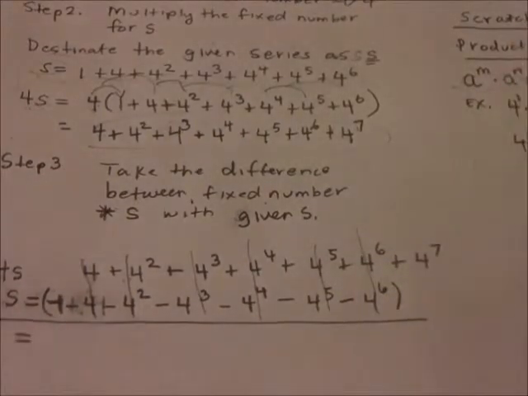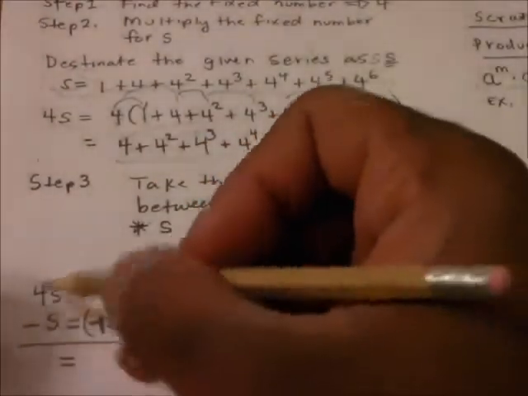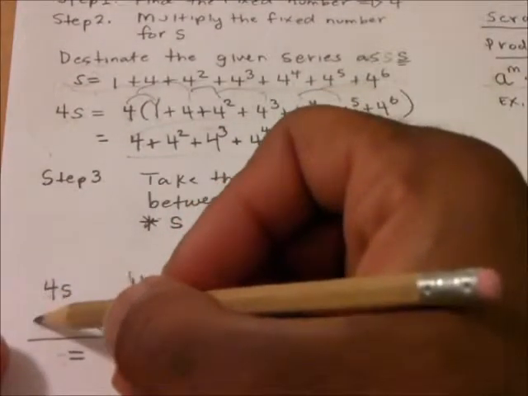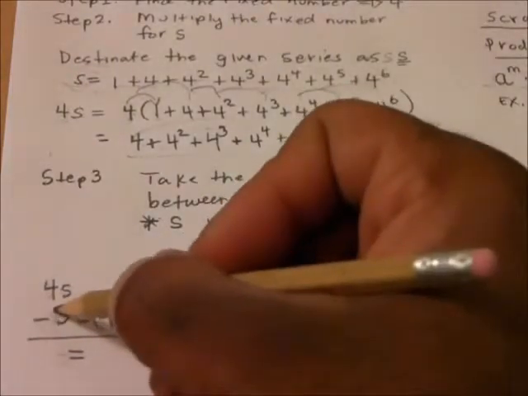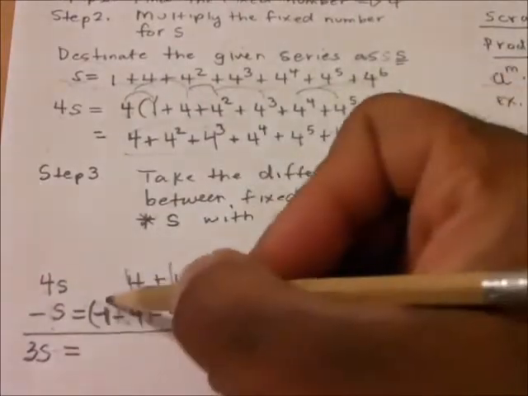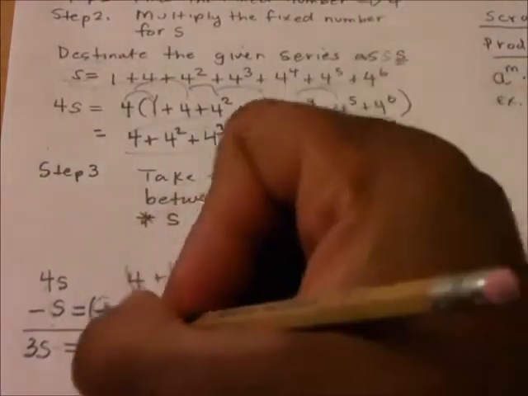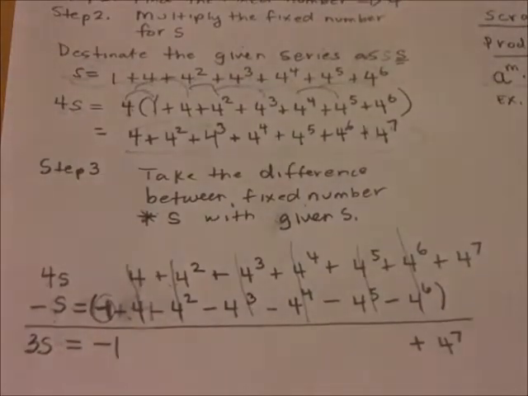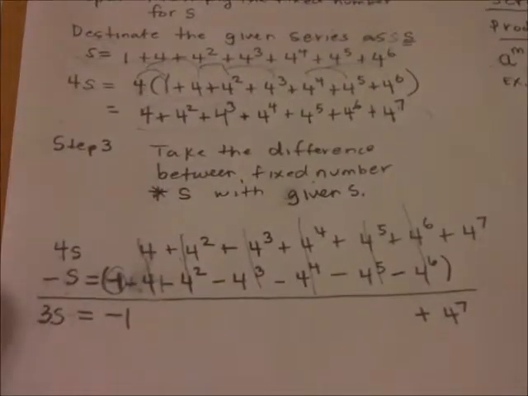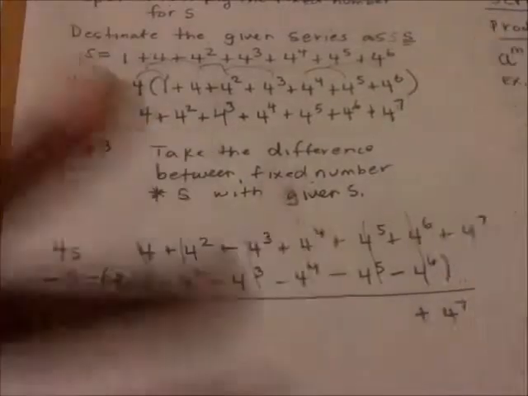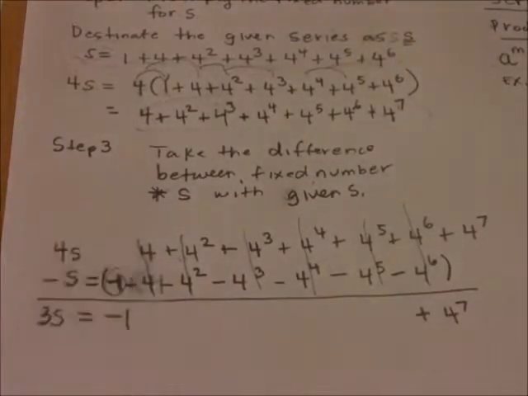4 to the sixth. And what you have left is, when you take the difference, 4s minus regular s, this is understood to be 1. So you'll have 3s, and then you bring this negative 1 down, negative 1, and then you have plus 4 to the 7. Isn't that beautiful? It worked out wonderfully. All you're doing is comparing these numbers and canceling out like terms.